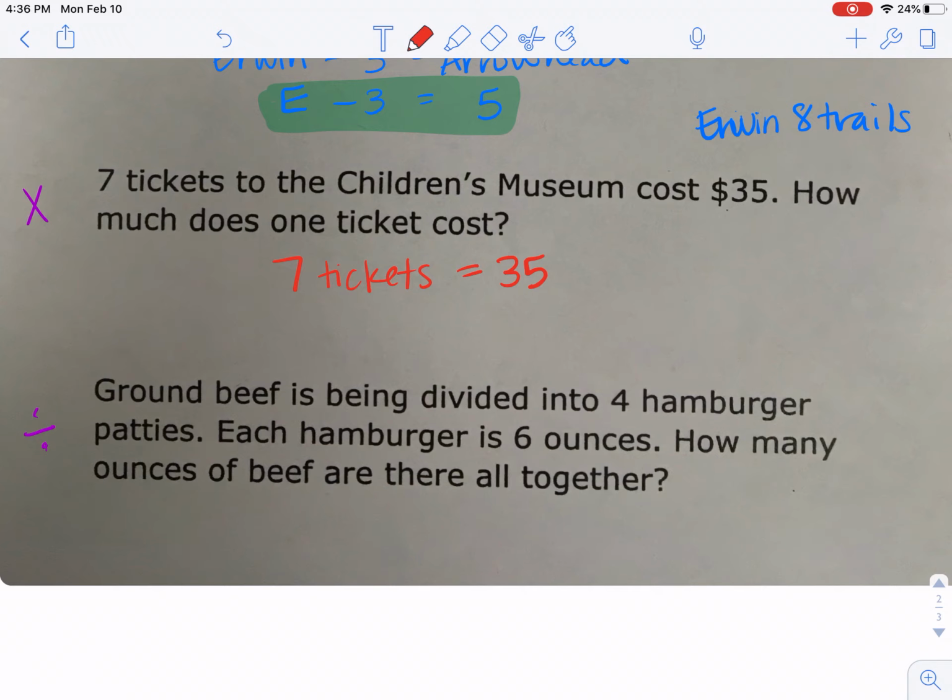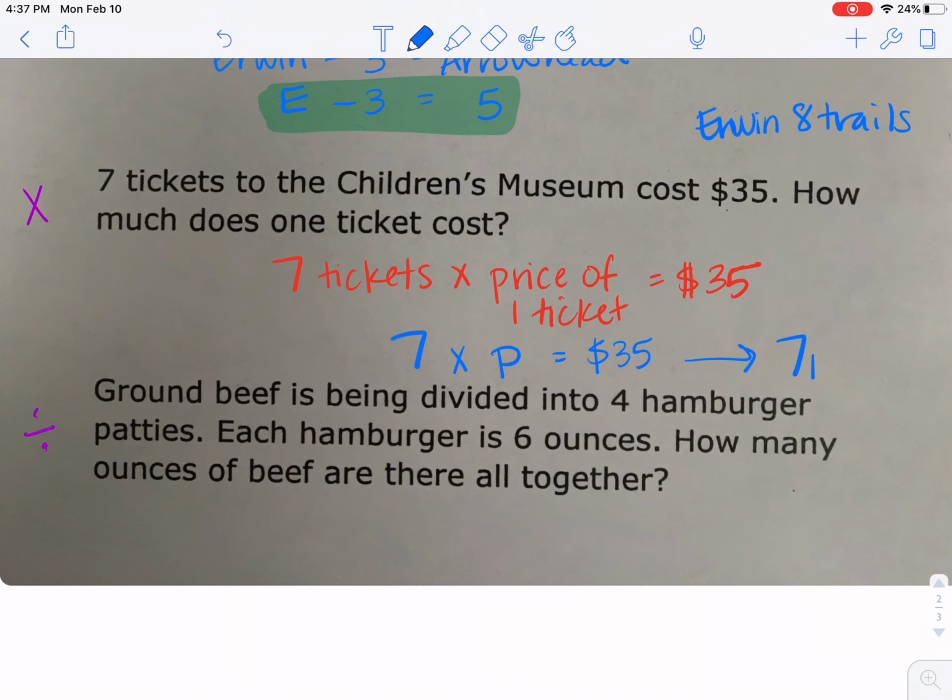Well, how do I know what one ticket costs? So 7 tickets, maybe it should be times the price of one ticket equals $35. So 7 times the price of a ticket equals $35. So you could do, in fancy algebra terms, 7p equals 35.